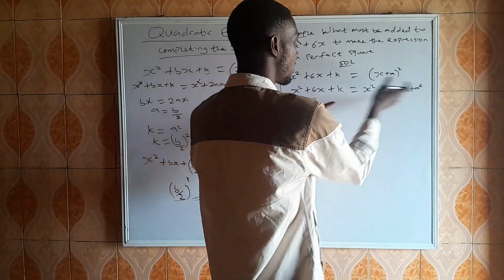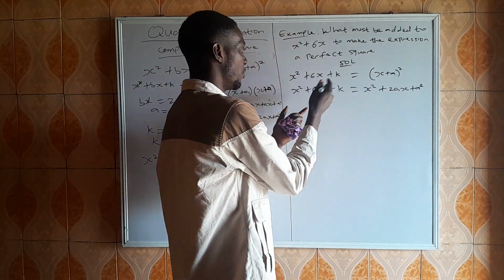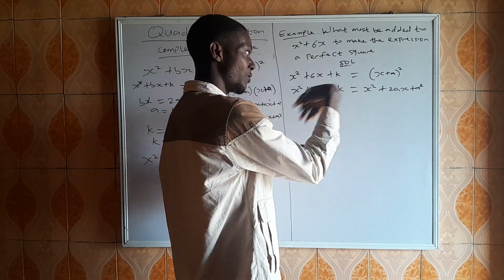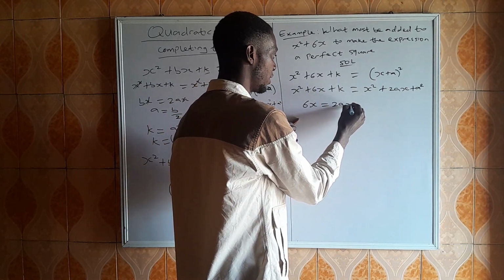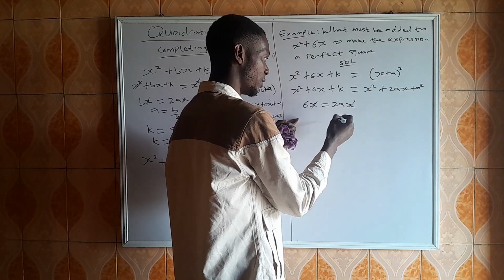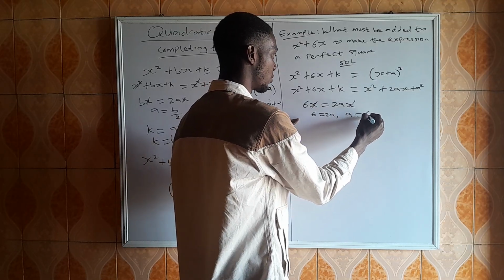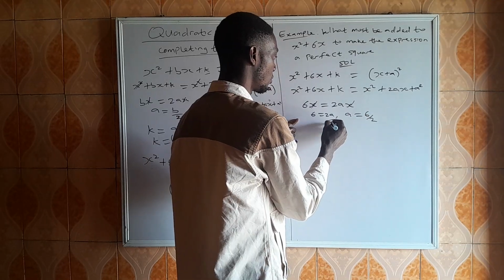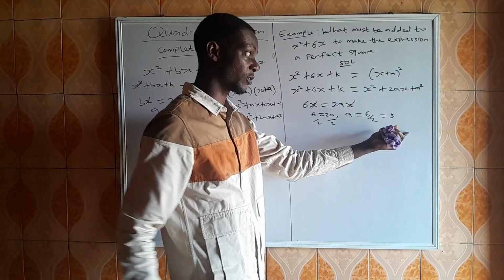Now, we want to compare both sides, that is the left hand side and the right hand side. Now, your s squared is equal to s squared. They will cancel out. So you have 6s to be equal to 2as. And from here, s cancels s. So you have 6 to be equal to 2a. And your a will be equal to 6 divided by 2, which is equal to 3. That means a is equal to 3.